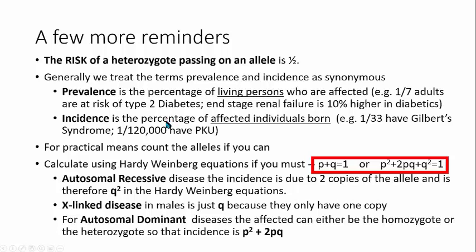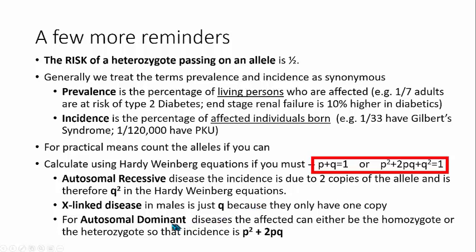Please remember that autosomal recessives have two copies of the allele. We usually say they are Q squared. In the case of someone who has an X-linked disease, it is typically represented by Q, and they will only have a single copy of Q if they are male.